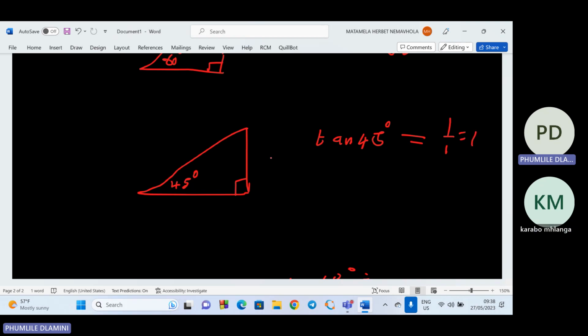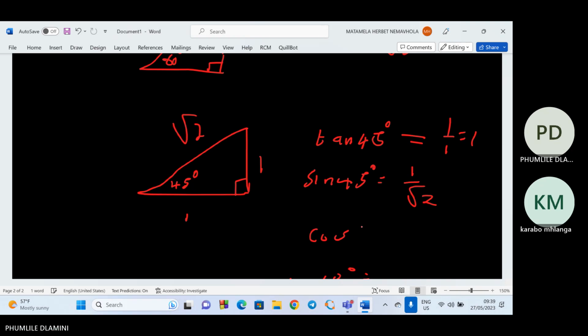So when tan 45 is 1, we know that is 1, which means the hypotenuse here is going to be square root of 2. Then, if you want to find sine of 45 degrees, sine 45 is opposite over hypotenuse, which is going to be 1 over square root of 2. And cos 45 degrees also is adjacent over hypotenuse, 1 over square root of 2.